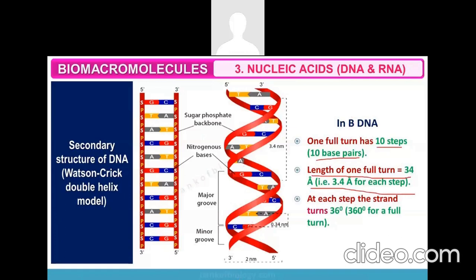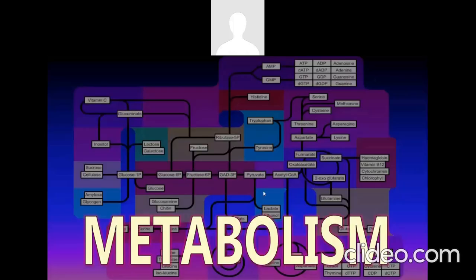How do you calculate the length of one full turn? It is the total distance between one major groove and the next, that is one turn. One major groove has a greater depth and a minor groove has a lesser depth. At each step of the strand, there is a turn of around 36 degrees. So every step turns 36 degrees, as a result of which one full turn is 360 degrees. And if there are 34 angstrom for one full turn, then for one step it is 3.4 angstrom.